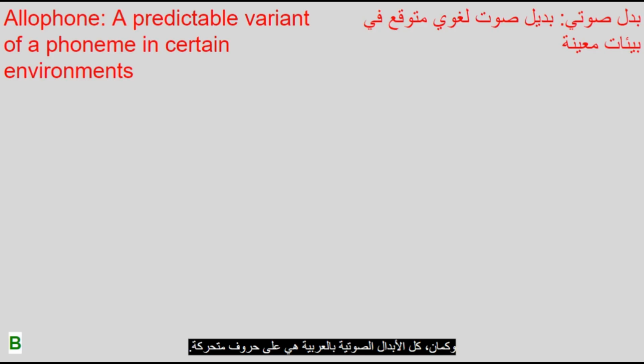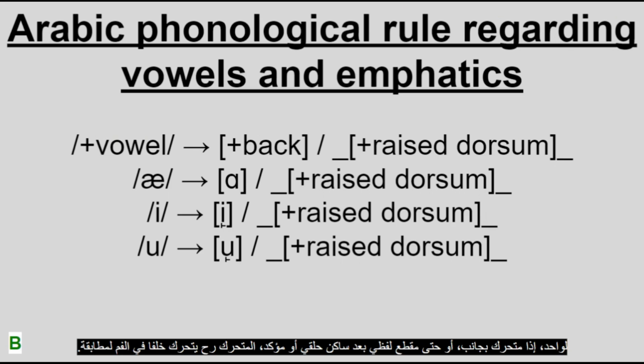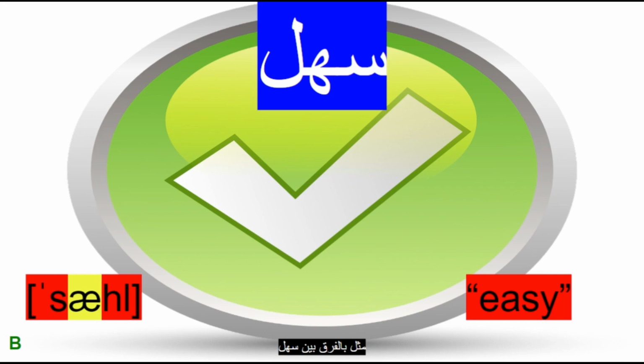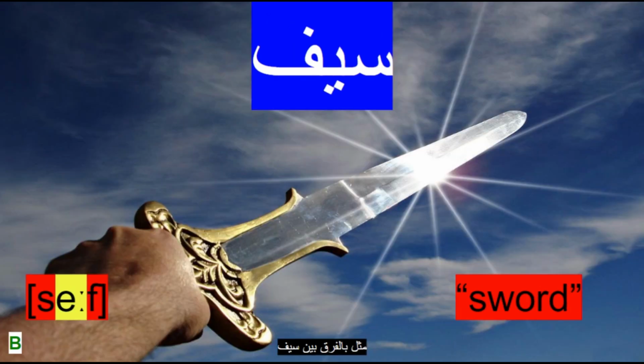Also, all of the allophones in Arabic are on vowels. For one, if a vowel is next to or even a syllable after an emphatic or guttural consonant, the vowel will move further back in the mouth to match this. This is easiest to see with the a vowel as it becomes a near emphatic consonants, like in the difference between sahel and sarb. Other vowels also get diphthongized a bit, like in the difference between saif and saif.